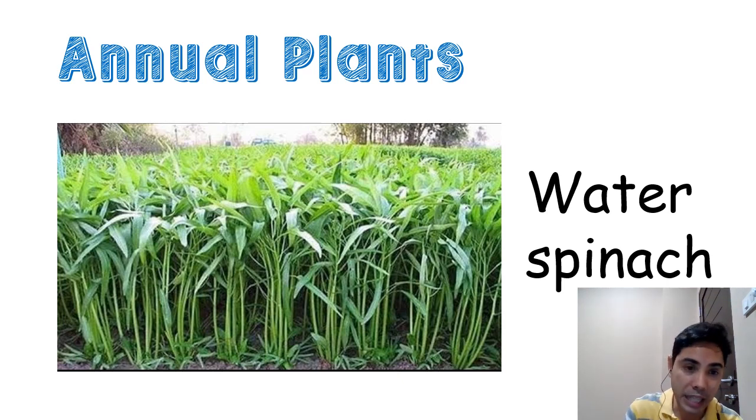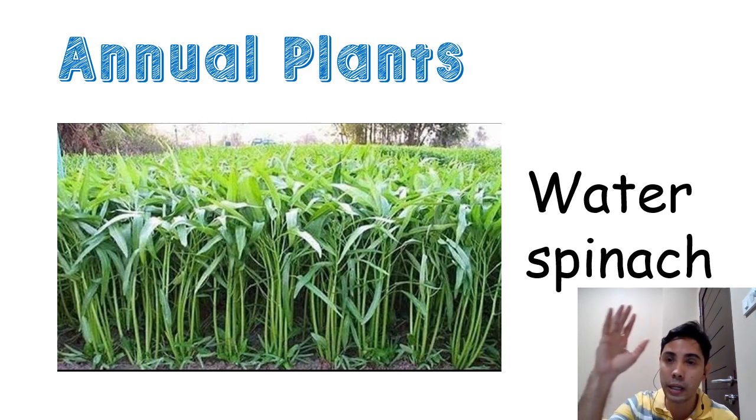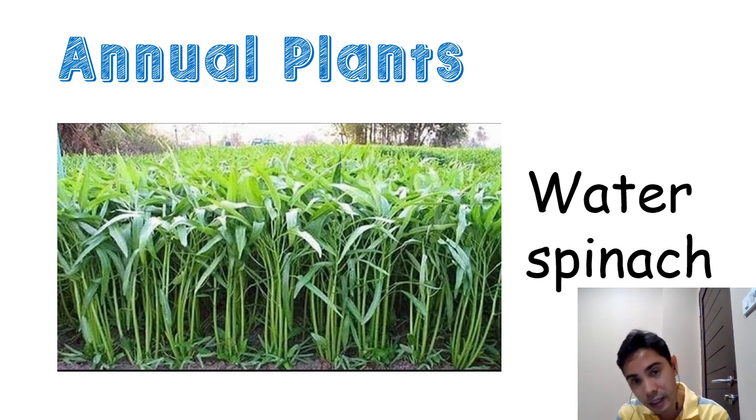Now, these are examples of annual plants, meaning it starts from a seed and then grows, and then we eat it, and then they die, and we start all over again. And they grow up to 1 year.